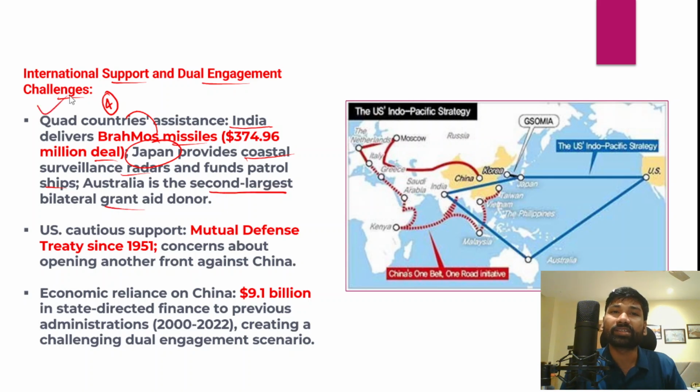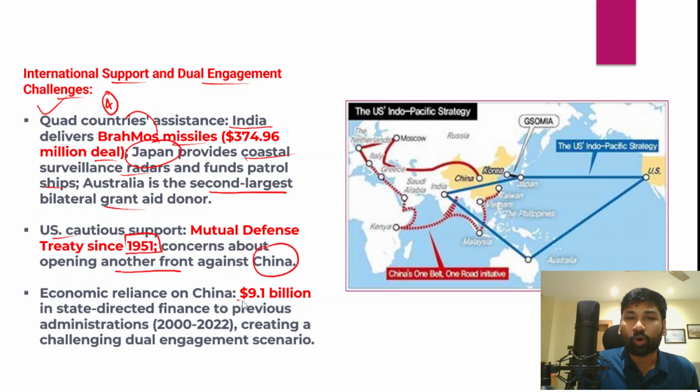So all these member countries have been regularly extending support to the Philippines so that it can better challenge Chinese assertiveness in the region. And in fact, the US has also followed a cautious approach with respect to dealing with China and aiding the Philippines, under the Mutual Defense Treaty since 1951, because of concerns about opening another front against China also.